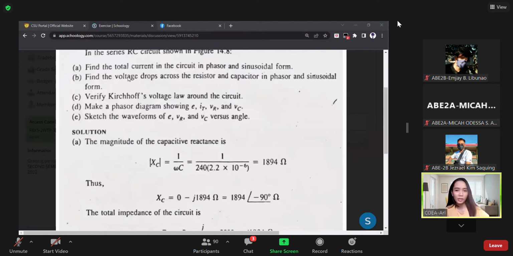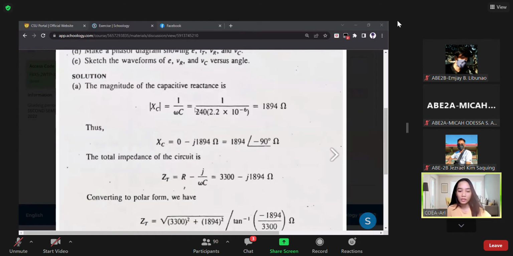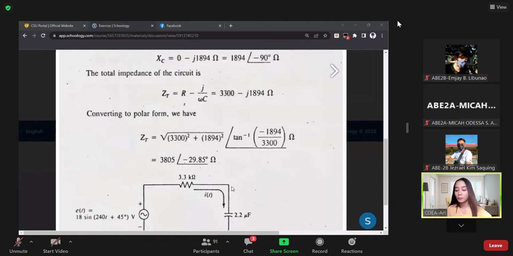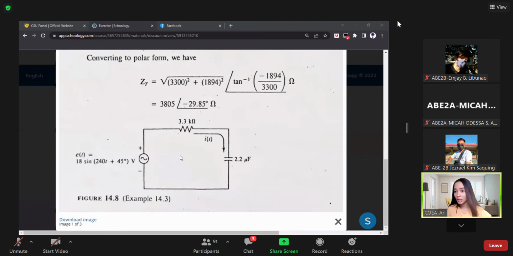Oh, let's move. What is required in this problem? Find the total current in the circuit, in phasor form and in sinusoidal form. Okay, so, let's solve. So, may reactance na tayo. Next is to solve for the impedance, para kumpleto na yung ohmic value nitong circuit natin.